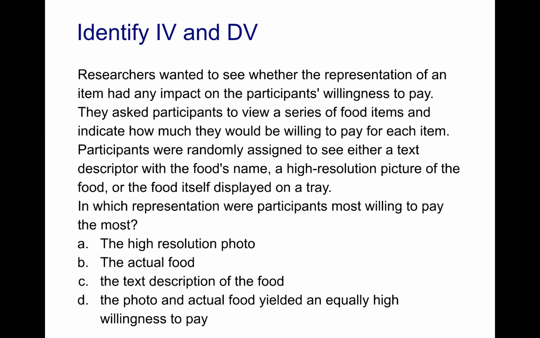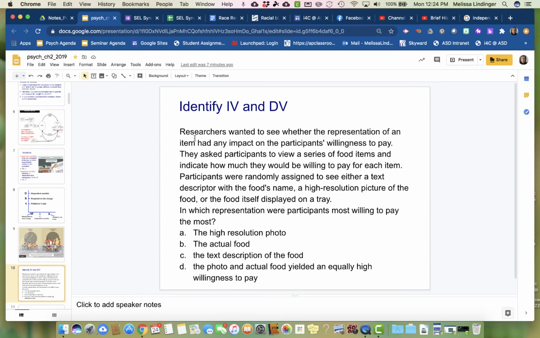So let's do an example from the irrational game, because you're going to do some practice that's actually pulling apart the research from the irrational game to identify independent and dependent variables. Researchers wanted to see whether representation of an item had an impact on the participants' willingness to pay. They asked participants to view a series of food items and indicate how much they would be willing to pay for each item. Participants were randomly assigned to see either a text descriptor with the food's name, a high-resolution picture of the food, or the food itself displayed on the tray.